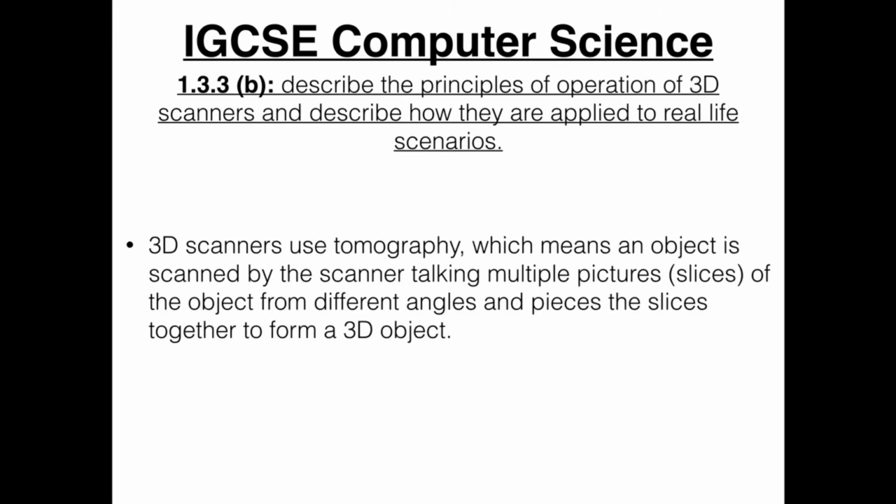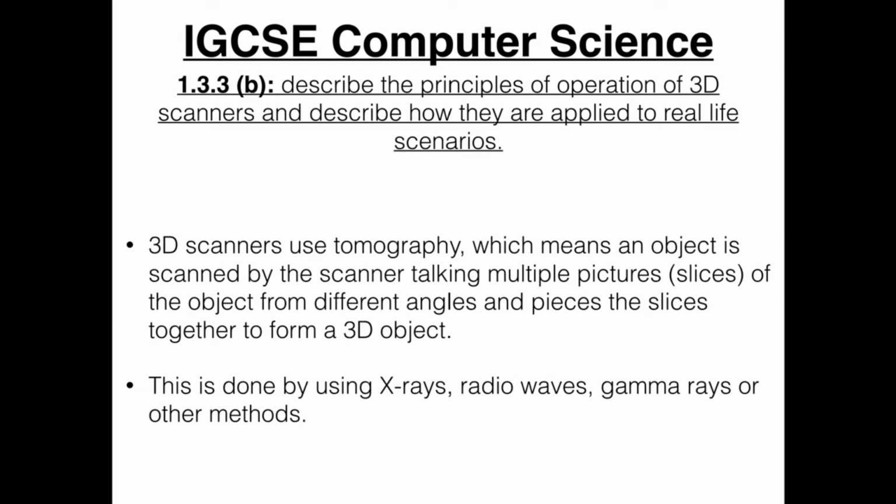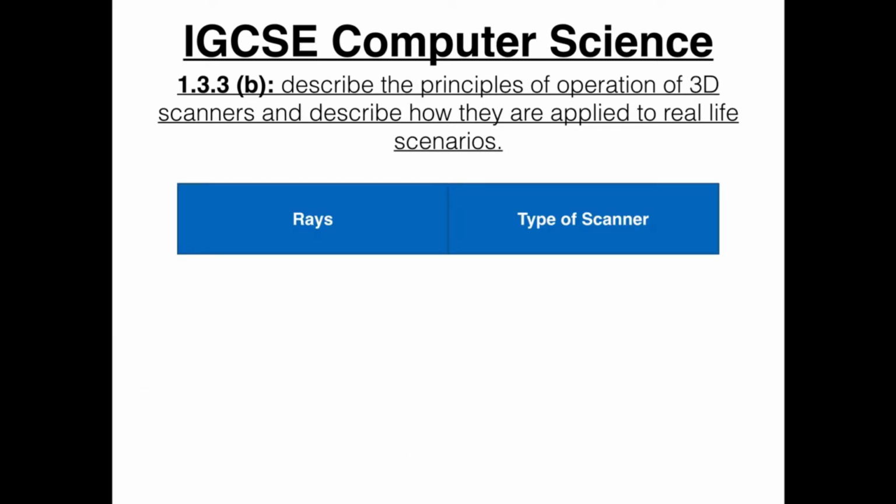3D scanners use tomography, which means an object is scanned by the scanner taking multiple pictures, which are slices of the object from different angles, and pieces the slices together to form the 3D object. And this is done by using X-rays, radio waves, gamma rays, or other methods. So we'll look at 3 of these, the ray and the type of scanner.